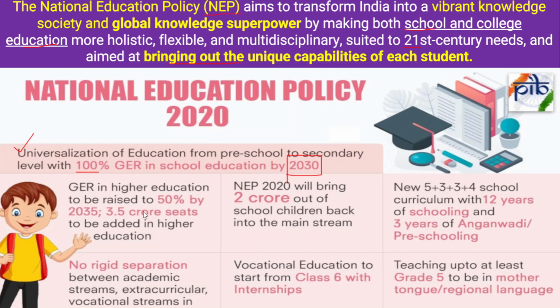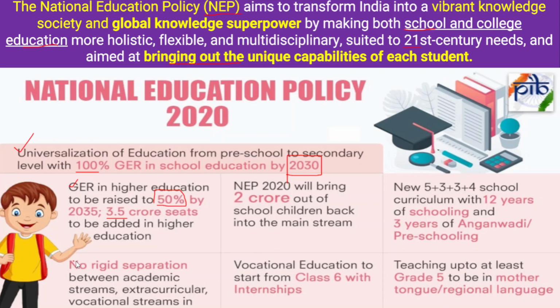The second provision is that the gross enrollment ratio in higher education is to be raised to 50%. In primary and secondary education, the gross enrollment ratio target is 100%. However, in higher education, the gross enrollment ratio is to be raised to 50% by the year 2035, and around 3.5 crore new seats are to be added in higher education. Since we have the aspiration to increase the gross enrollment ratio, at the same time we will be focusing on increasing the total number of seats in higher educational institutions.